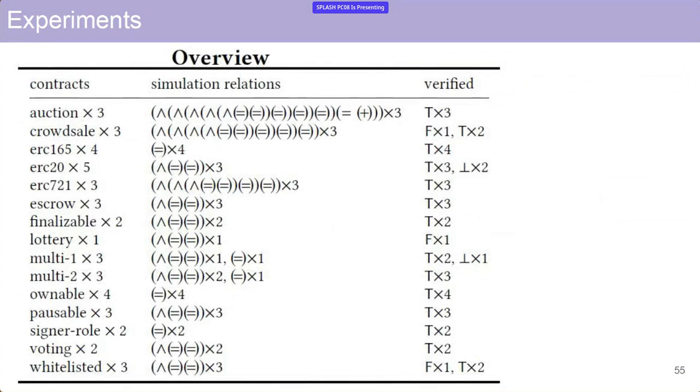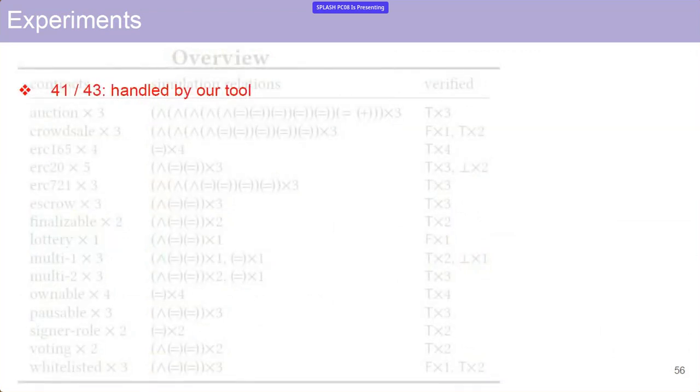I don't expect you to read it all. The column there is the skeleton of the simulation relation that we found. And here the verifier column shows whether we verified it or not. So to summarize, 41 out of the 43 cases we were able to handle.